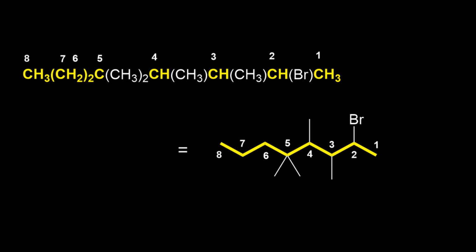Since carbon forms 4 bonds, we can leave out the hydrogen atoms, but the bromine, being a heteroatom, stays visible. The final skeletal structure gives us a clean and simplified view of the molecule, but still keeps all the important details. And that wraps up our discussion on skeletal structures.